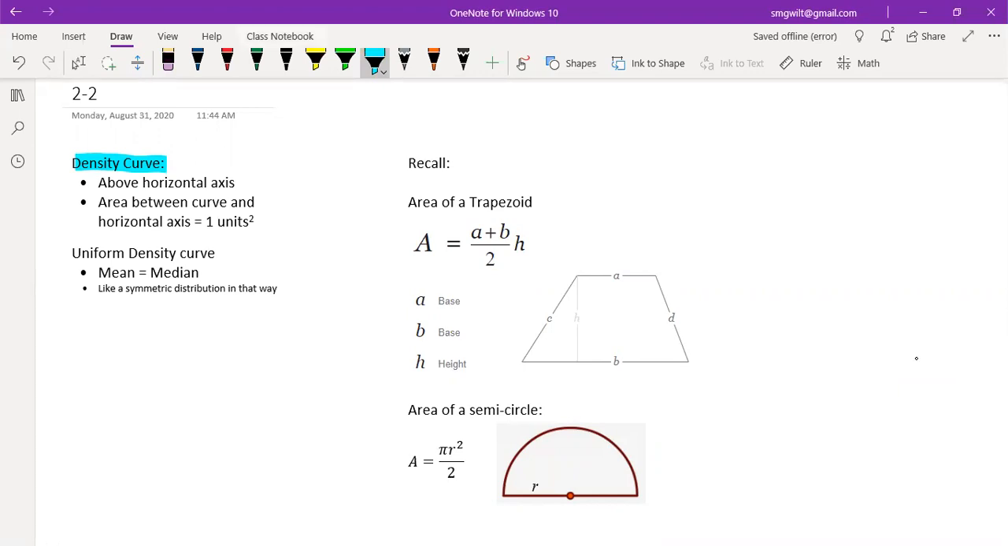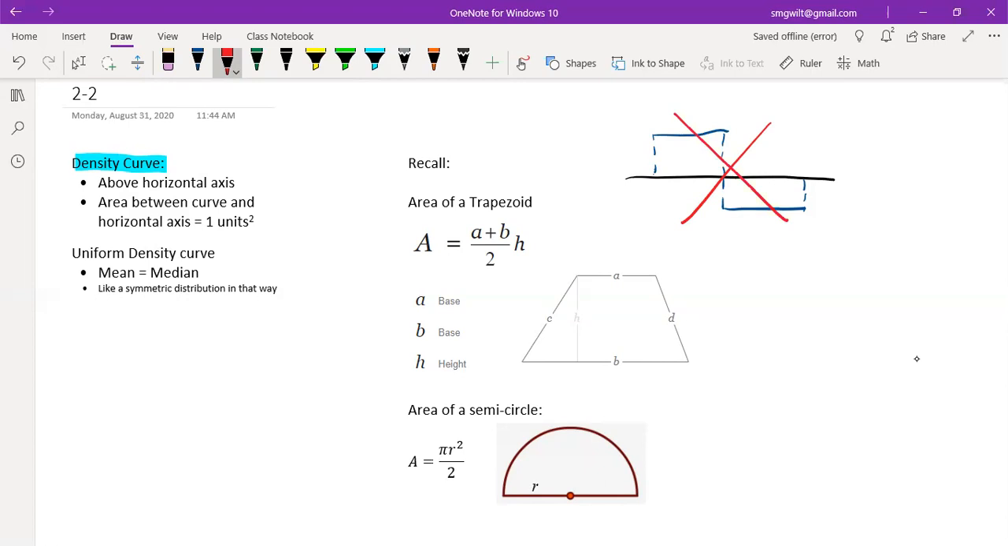And so you'll see problems where it'll give you a density curve that looks like this. The fact that this curve is both above and below the x-axis means this is not a density curve, okay? It has to all be above that horizontal or x-axis in order for it to be considered. So that's the easy one.